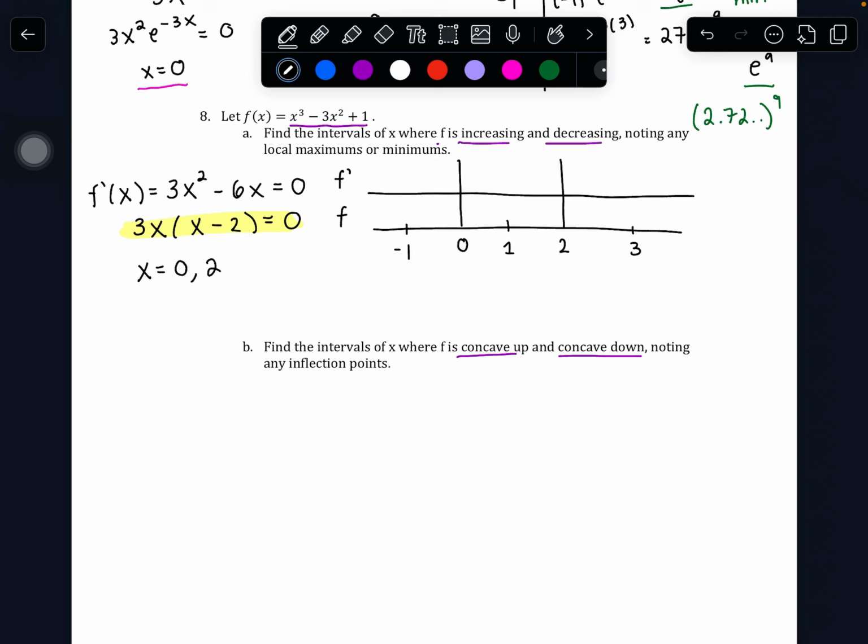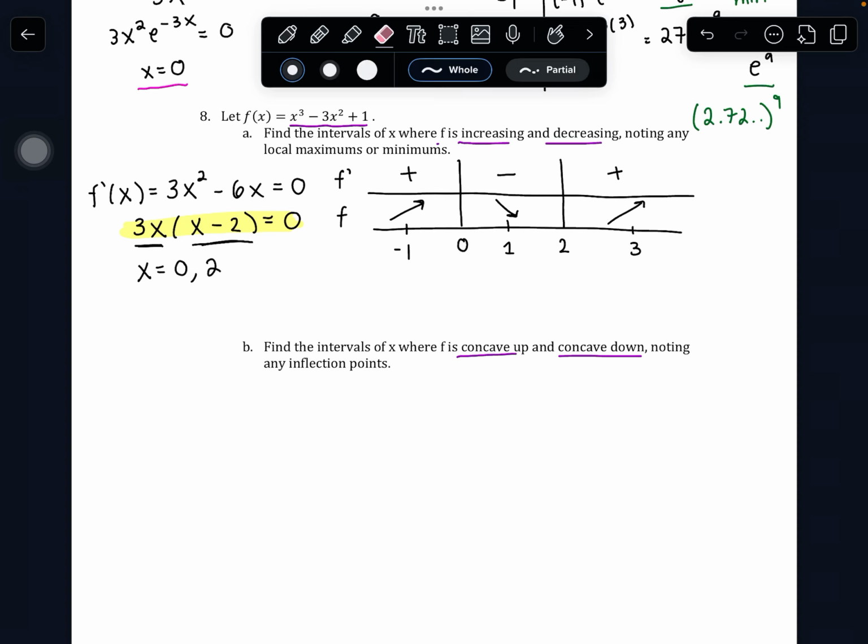If I plug 1 into my derivative, I'm going to have a positive number times a negative number. So I'm going to be negative. So I'm decreasing on this interval. If I were to plug in 3, I'm going to have positive times positive. So we're positive and we're increasing here. When I plug -1 in, I'm going to be negative, negative. Negative times a negative is positive, so I'm increasing here.